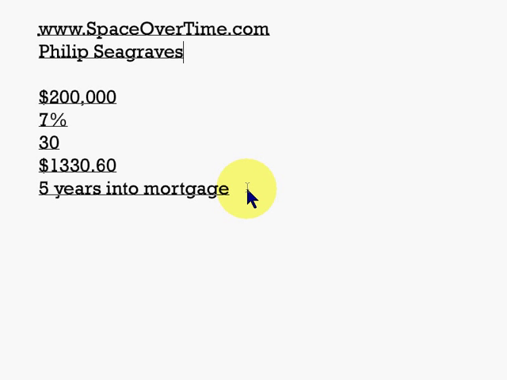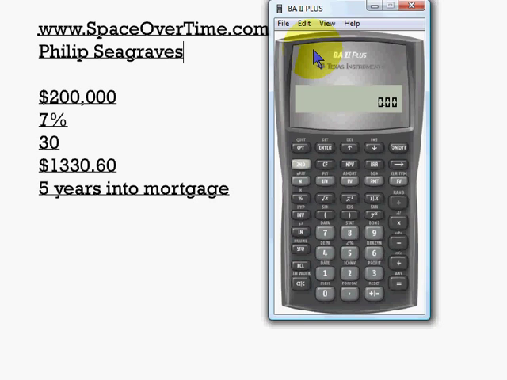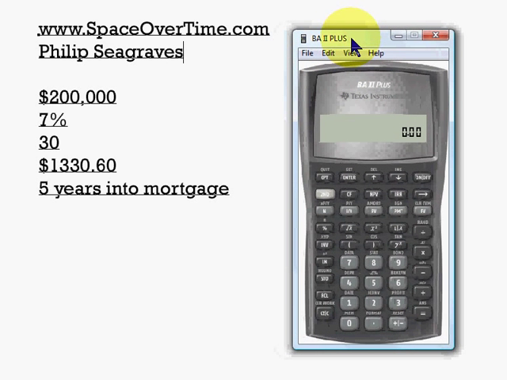at 7%, 30 years, and my payment is $1,330.60. Well, first, how do I calculate that payment in the first place? There's a formula you can use just with pencil and paper, but we'll take a look at the way most people would do this, and that'd be with just a regular financial calculator.